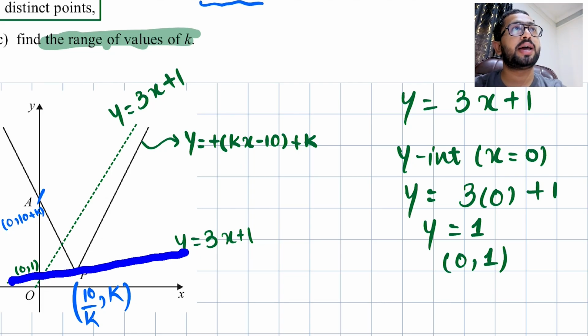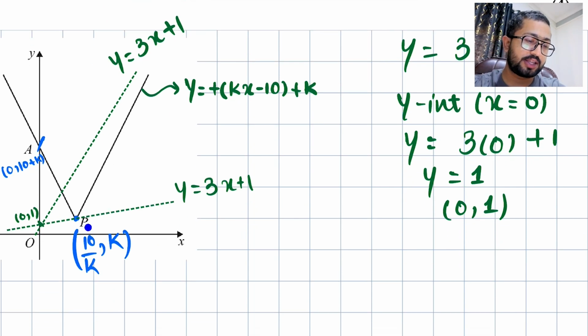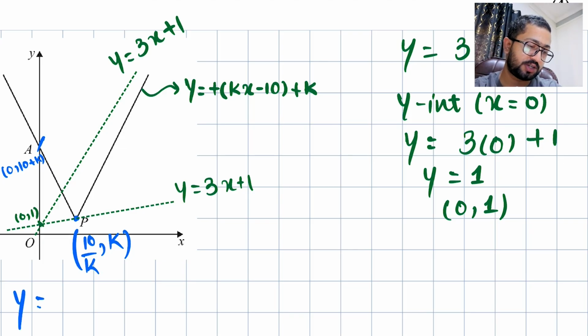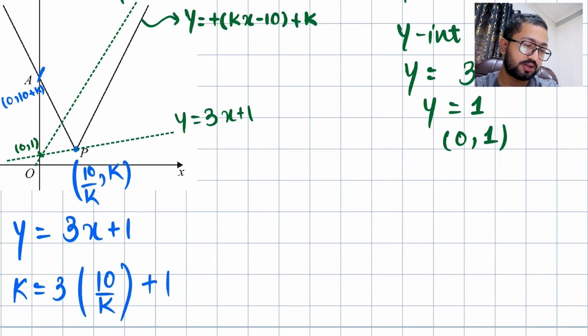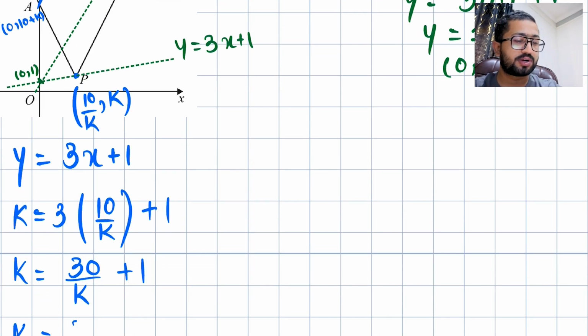If your graph would be like this, then what we need to do, everyone knows. Obviously this point lies on this line, so I will put this point into this function. Y value is k, x value is 10 over k. So now what can I do? 30 over k plus 1 equals k, take the LCM to the right hand side.